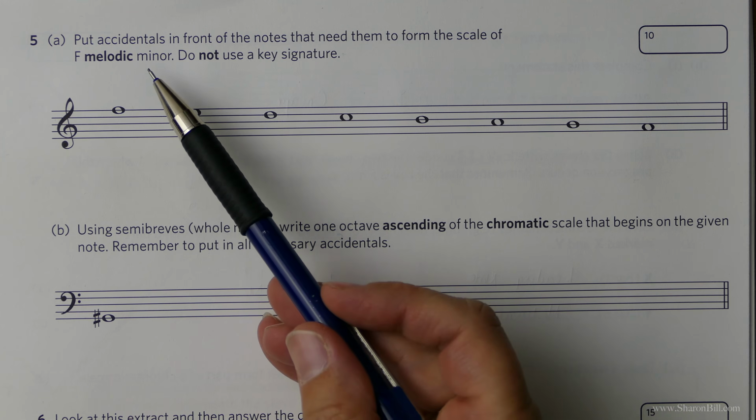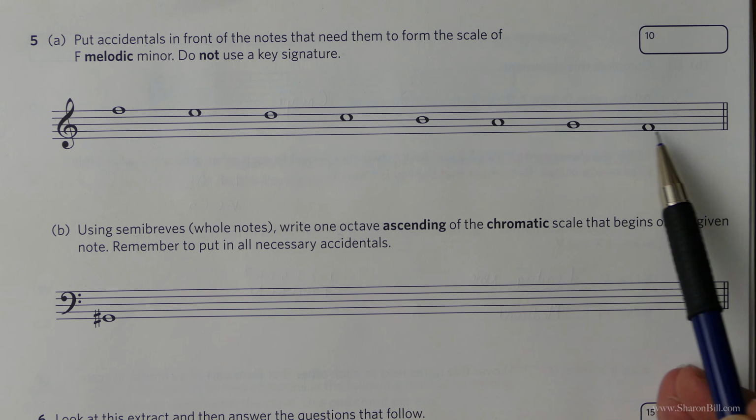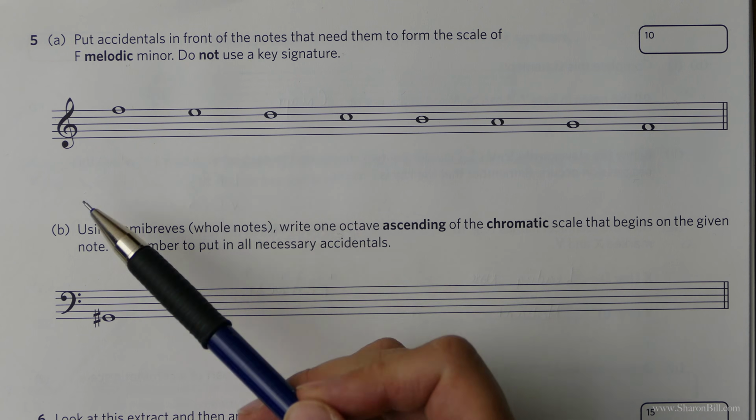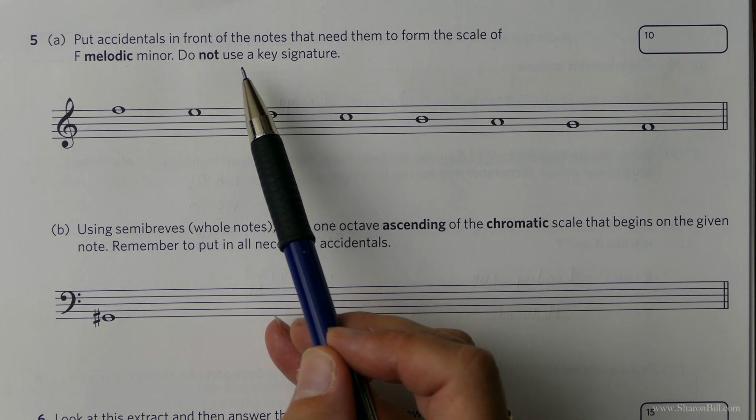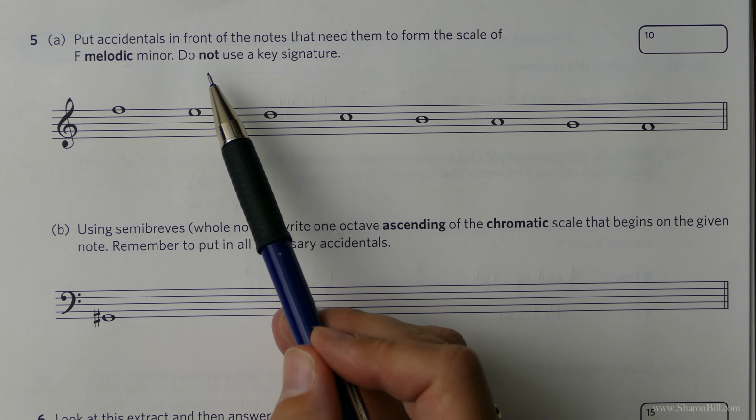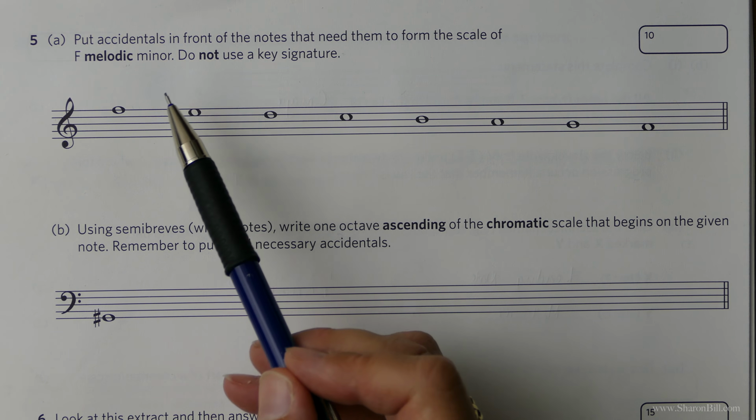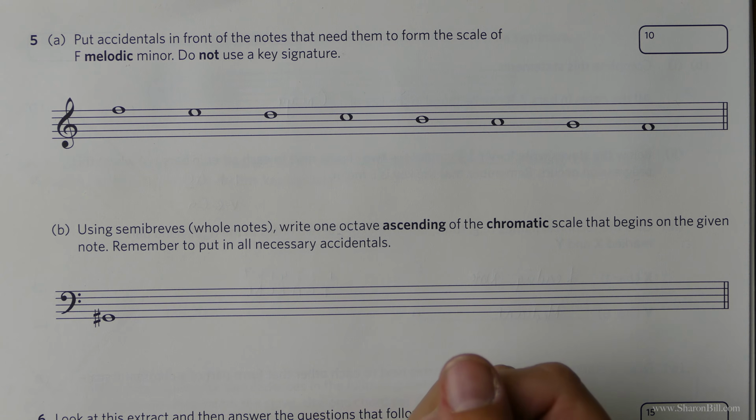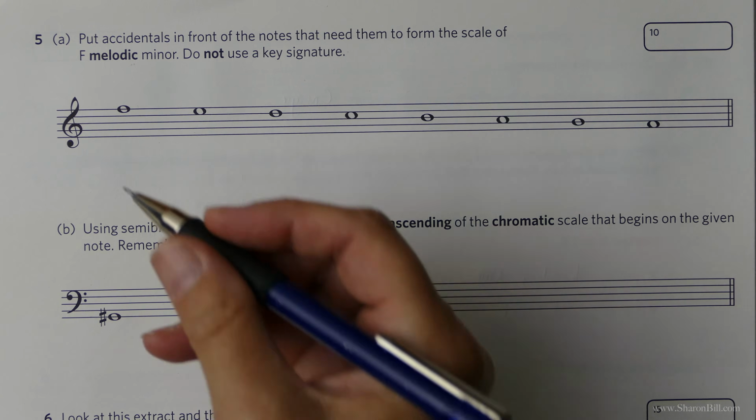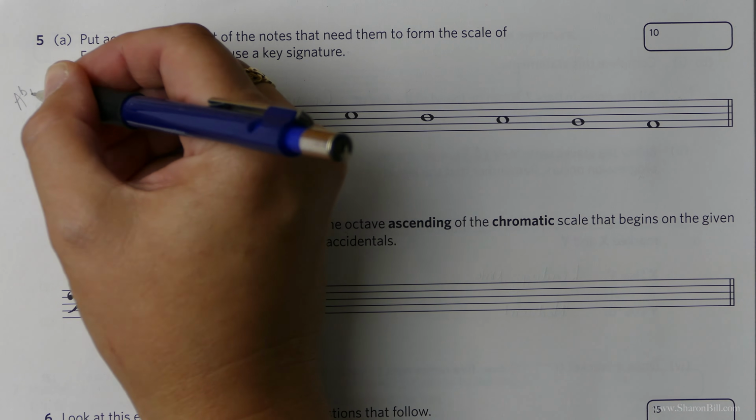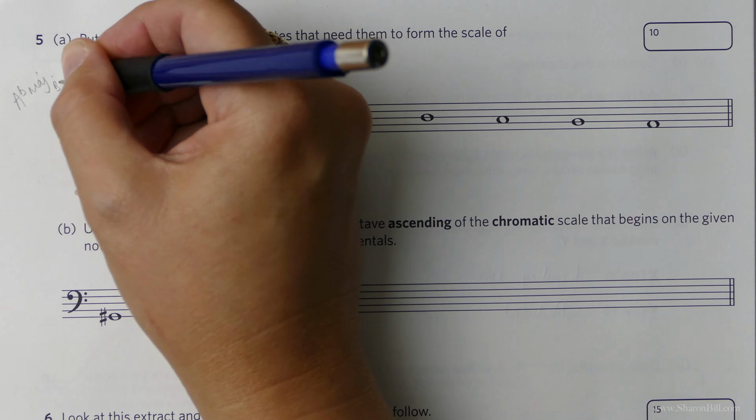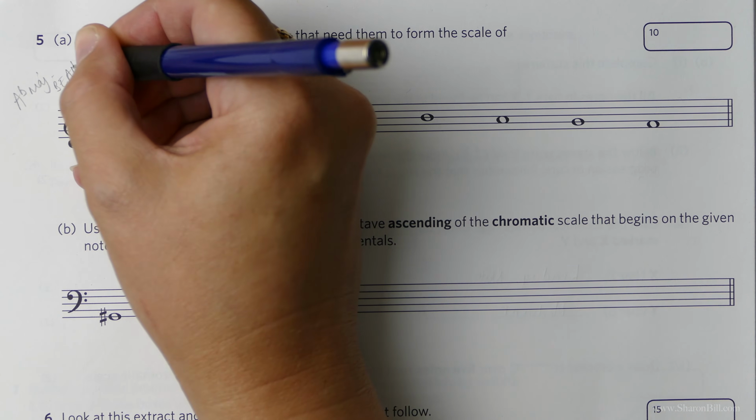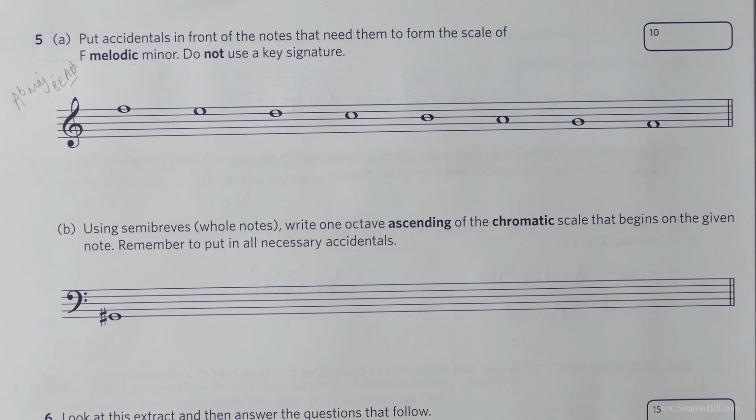And so we're asked to put accidentals in front of each of these notes to form the scale of F melodic minor. It says do not use a key signature. Of course, you've got to bear in mind what a key signature would be. And so we know that F minor is related to A flat major, and so we need to think about B flats, E flats, A flats and D flats that would be in the key signature that we're now going to add as accidentals.